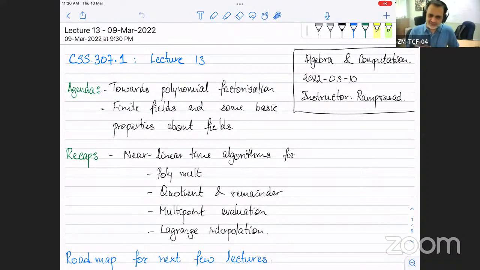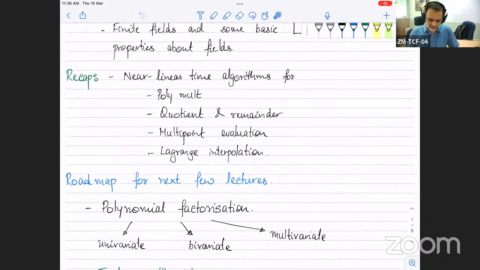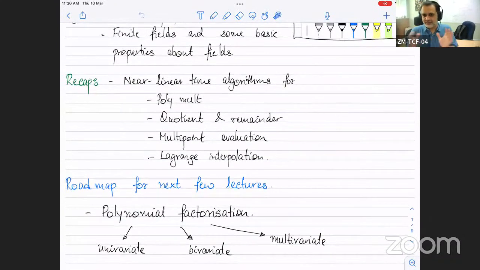Before we proceed with exactly what we are going to do, I want to give you a roadmap of, roughly speaking, what's going to happen. We're going to do polynomial factorization, but the natural question you may have is, what sort of polynomial factorization? Are we dealing with univariate polynomials, bivariate polynomials, or maybe multivariate polynomials? And over what field? Are we dealing with integer polynomials, or polynomials whose coefficients come from some finite field, etc.?